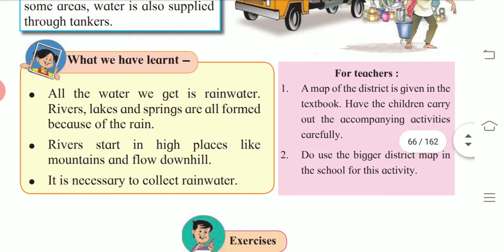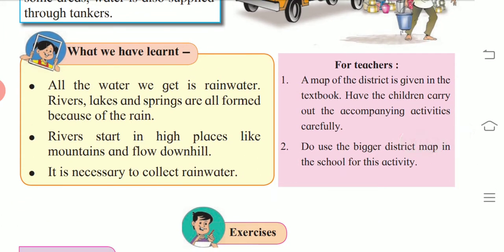What we have learned: all the water we get is rainwater. Rivers, lakes, and springs are all formed because of the rain. Rivers start in high places like mountains and flow downhill. It is necessary to collect rainwater.